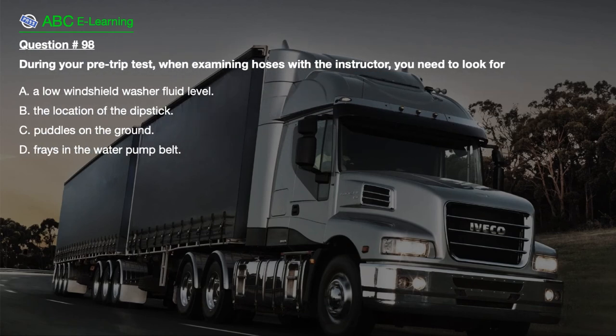Question number 98. During your pre-trip test, when examining hoses with the instructor, you need to look for A. A low windshield washer fluid level. B. The location of the dipstick. C. Puddles on the ground. D. Frays in the water pump belt.